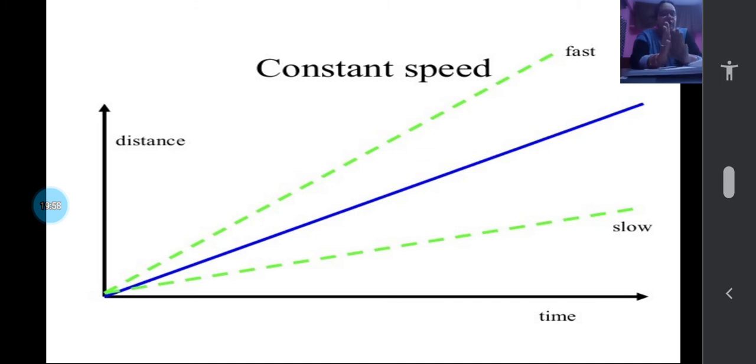From this graph, you can even mention 0, 1, 2, 3, 4 minutes. You can just copy this and write, then mention 10 meters, 20 meters, like that. So at a particular time, that is after 5 minutes or 6 minutes, you draw perpendiculars and see which one has covered more distance.